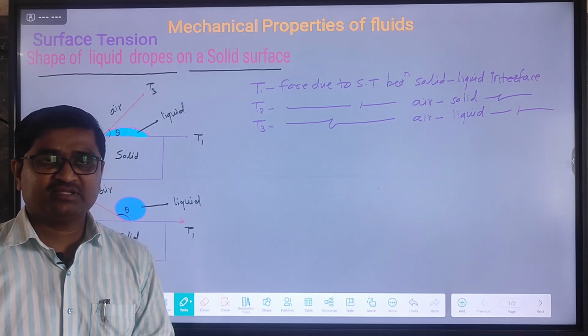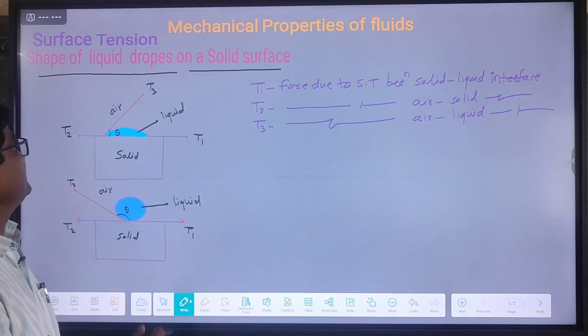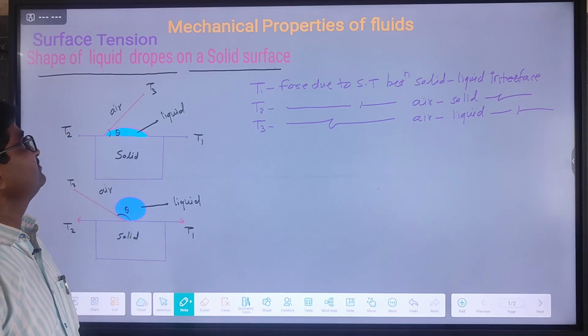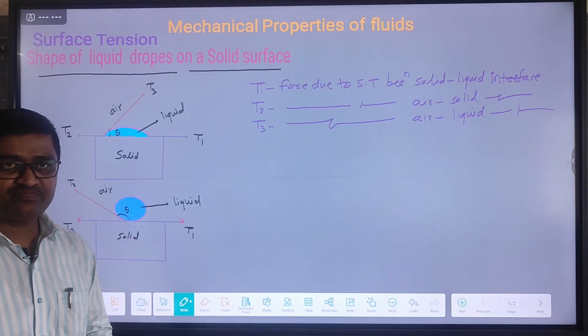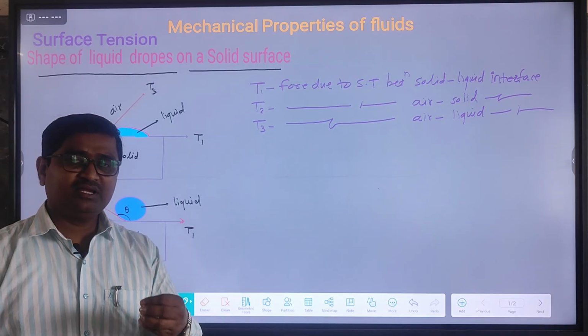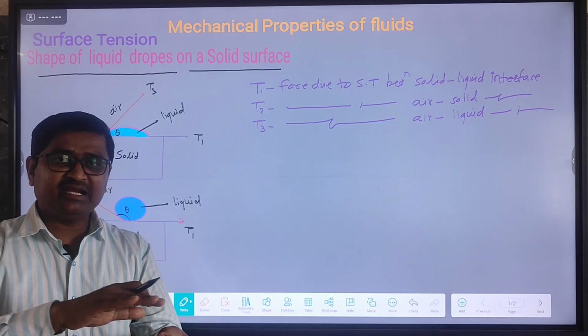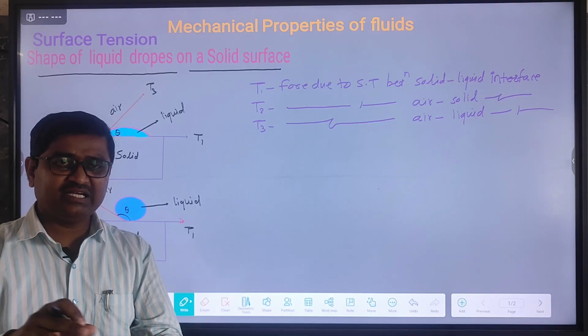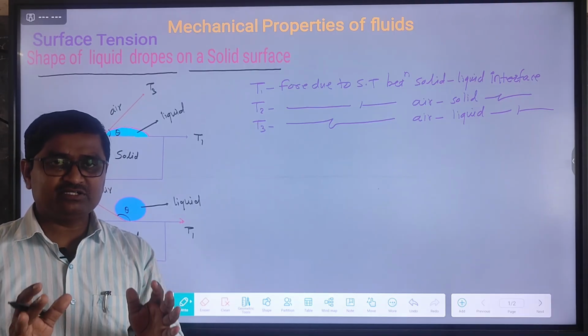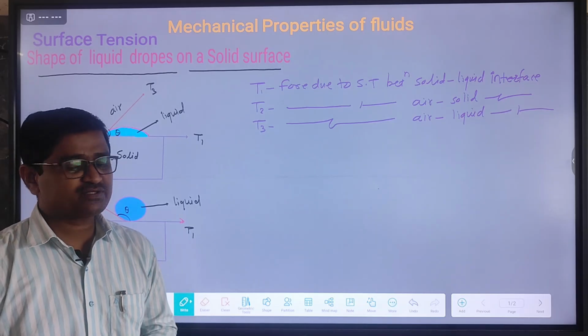Hello friends, this is the third lecture on surface tension, and today we are going to discuss the shape of liquid drops on a solid surface. That is a very important concept. Generally, when a drop is dropped on a plane solid surface, it will either spread directly on the solid surface, or it will stay generally spherical. It depends upon the nature of the liquid that we drop on the solid surface.